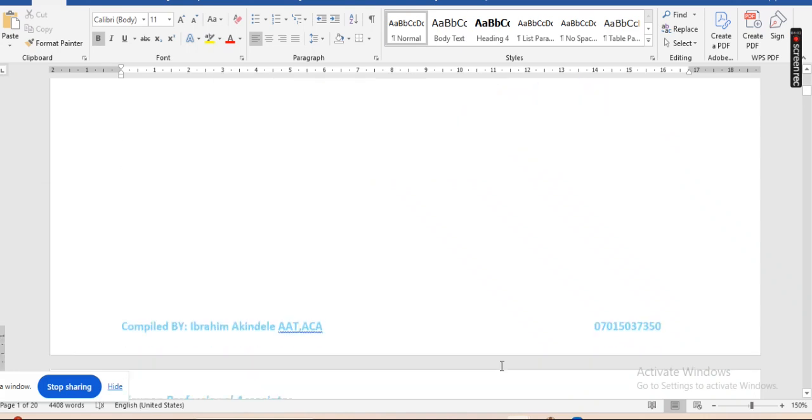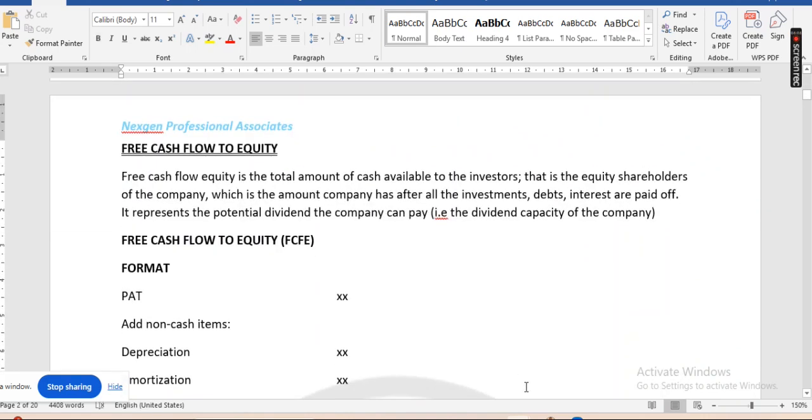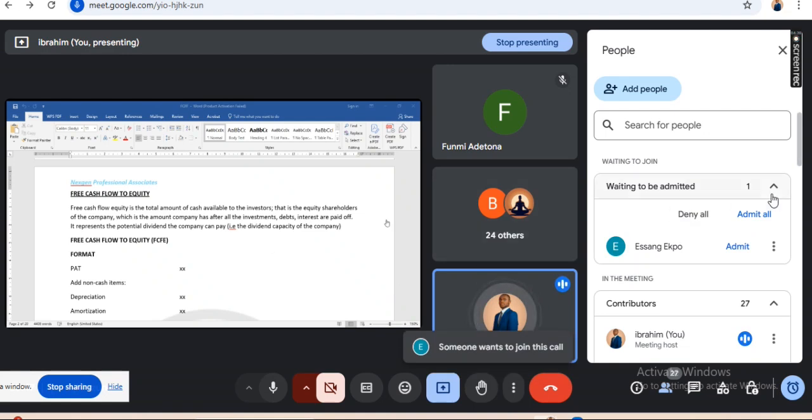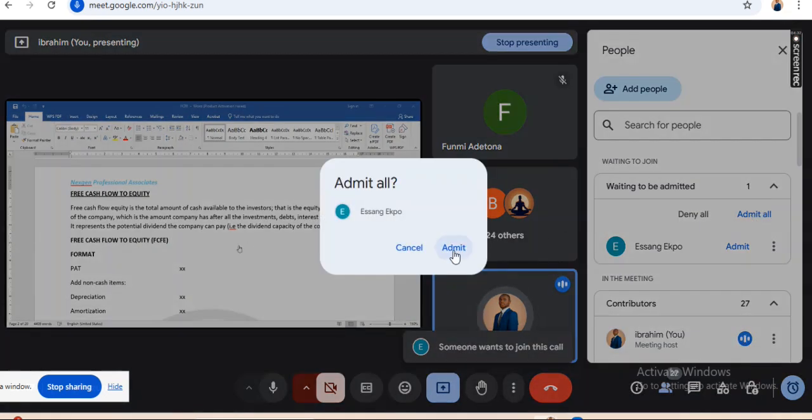Now, having done that, we move to free cash flow to equity. In our previous lecture, we were able to explain it, and the question now is, what is free cash flow to equity? It is the cash flow available to the investors after deduction of all essential items: non-current assets, your taxes, of course, you pay taxes, and working capital as well.